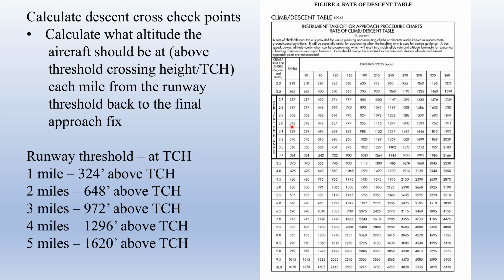This tells us how high we should be above the threshold crossing height, but what's more helpful to us is to know what our altimeters should say at each of these checkpoints. So let's see how we figure that out. So again, I know my threshold crossing height is 45 feet above the runway or the touchdown zone elevation. If I stay on the path, that's how high I should be above the runway as I cross over it.